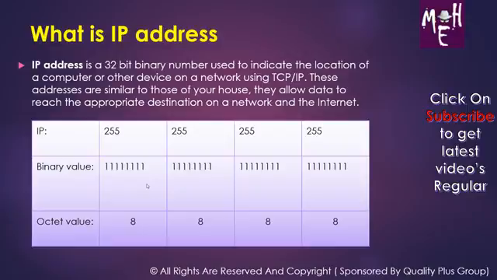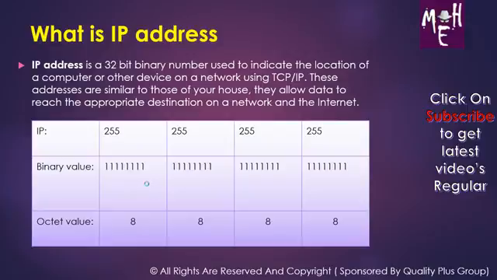These addresses are similar to those of your house. They allow data to reach the appropriate destination on a network and the internet. Friends, you have your vehicle number, your car number, your bike number, by which we can identify that particular bike or car, and you also have your address, your home and house number. So likewise, in the computer field, by using an IP address we can identify any device that is connected to a network. That may be a computer, a wireless adapter, or anything.